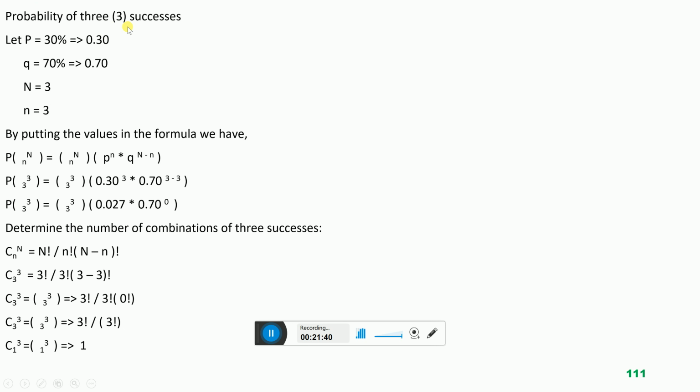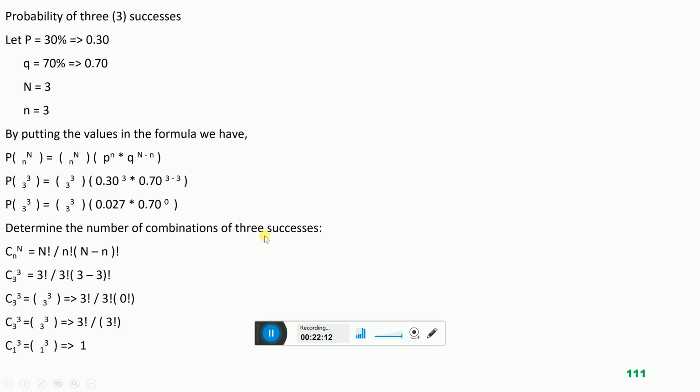Now the probability of 3 successes. Again the probability of success is 30%, failure 70%, number of exams 3, number of successes 3. We will just replace in the formula of the binomial discrete probability distribution function. For capital N its value is 3, for small n its value is 3. So 0.30 raised to the power 3 and 0.70 raised to the power 3 minus 3. Probability of 3 is equal to 0.027 multiplied by 0.70 raised to the power 0.